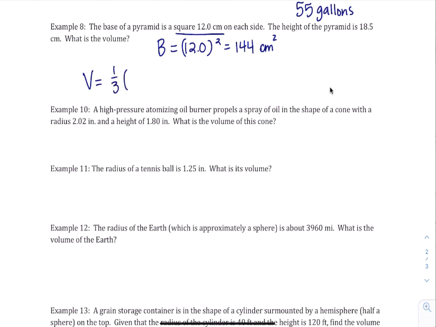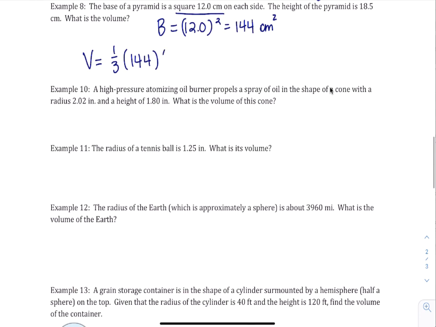It's 1/3 the area of that base times our height, 18.5. So take 1/3, multiply by 144, and multiply by 18.5, and we get a volume of 888, and this is going to be in cubic centimeters.